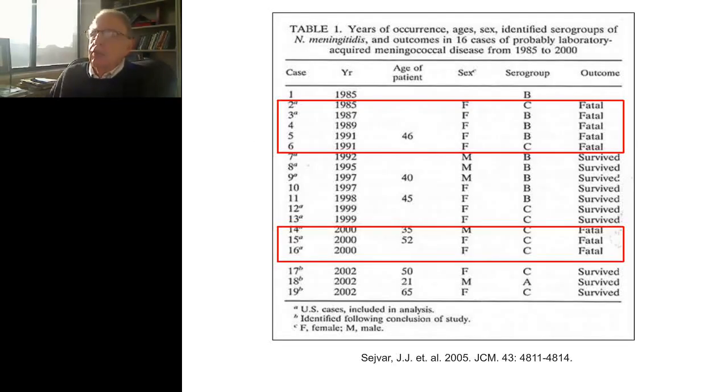This slide shows you, from Sejvar et al., the list of cases, and I've put in red boxes the fatalities. These were experienced laboratorians. You can see from the ages of the patients, for example, this patient being 46 years old, this one being 40 years old, 45, 52, 65 years old. These were experienced laboratorians who acquired these infections. Several survived, but there were a number of fatalities. So this is a large risk for us in the laboratory.